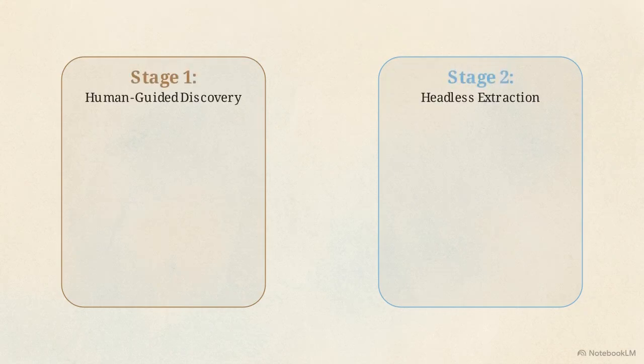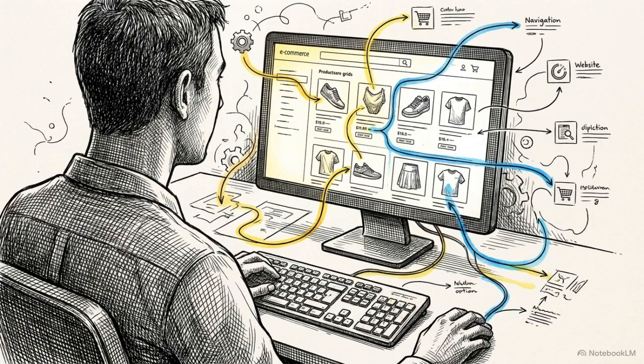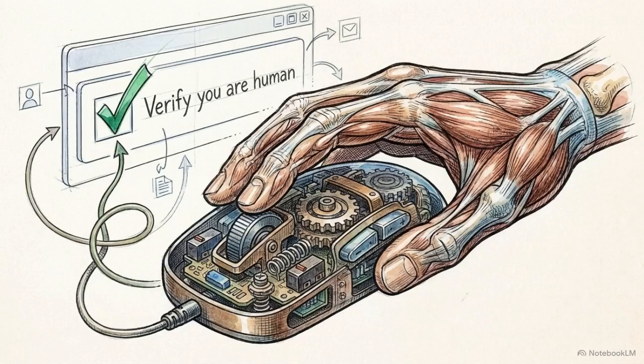We split the pipeline into two distinct stages, human-guided discovery and headless extraction, bridged by a distinct handover. In stage 1, a human operator uses a highly visible local browser to organically navigate the target site. Because it is a real, local browser, the operator can manually clear cookie consent banners, solve the CAPTCHA, and establish an active, stable session. The human organically solves the access problem.